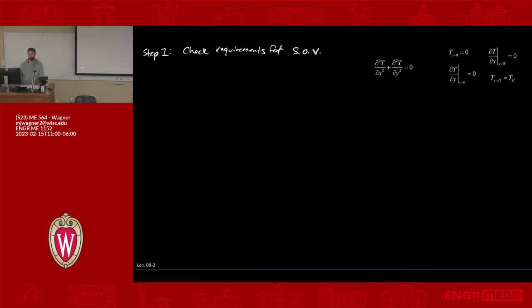Well, there's 4 main requirements. So requirement 1 is going to be that the PDE and the boundary conditions must be linear.